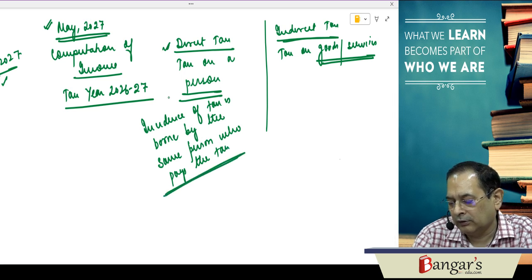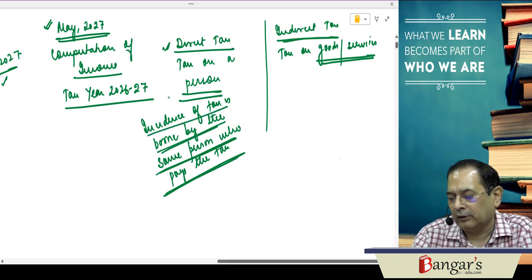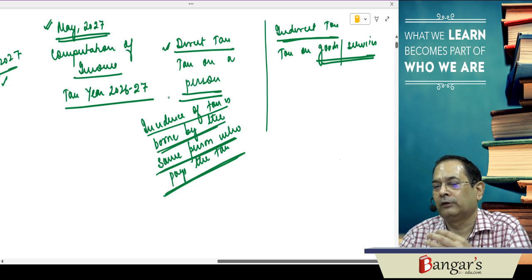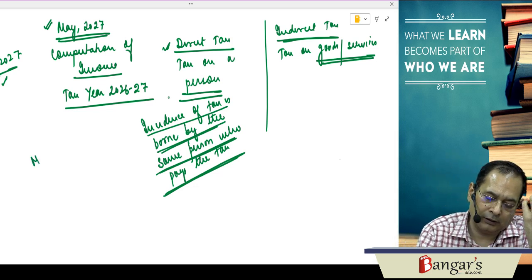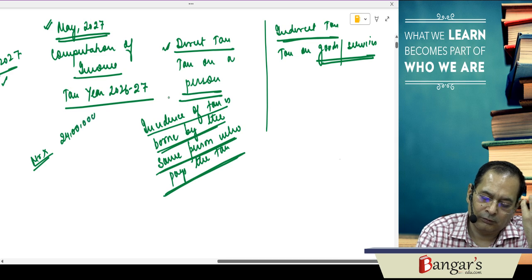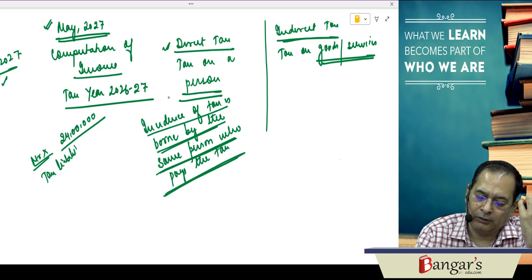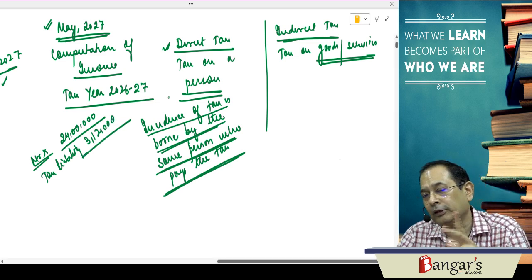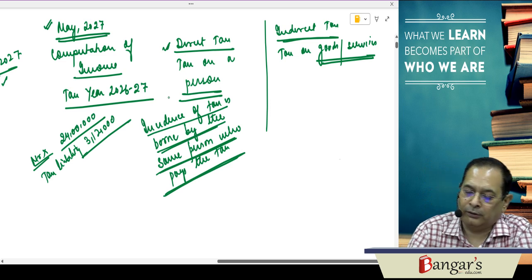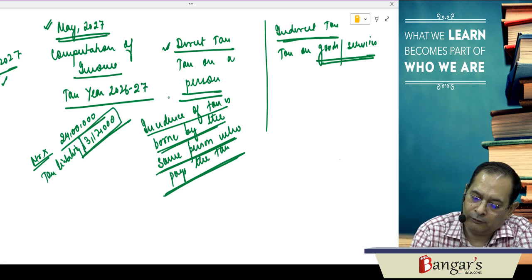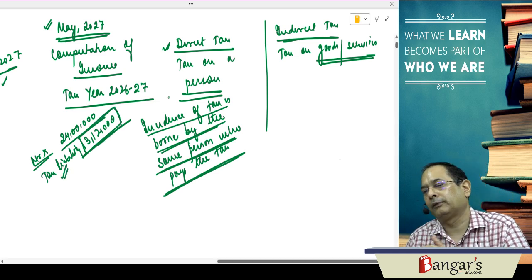Incidence of tax is borne by the same person who pays the tax. Tax incidence does not shift. Say X is earning an income of rupees 24 lakhs and his tax liability works out to be 3,12,000, for example. Now this tax of 3,12,000, Mr. X will be required to pay from his income. He cannot shift the incidence of tax to another person.